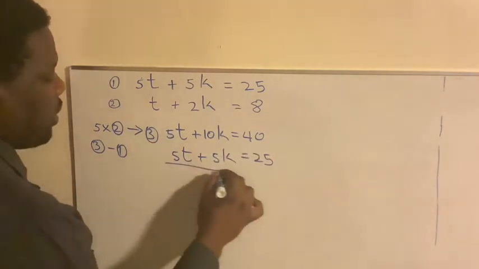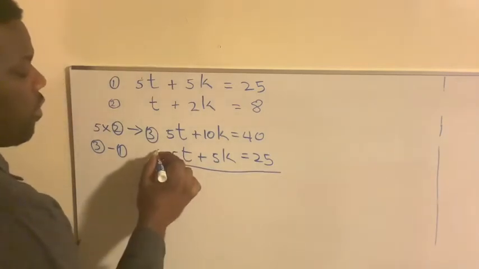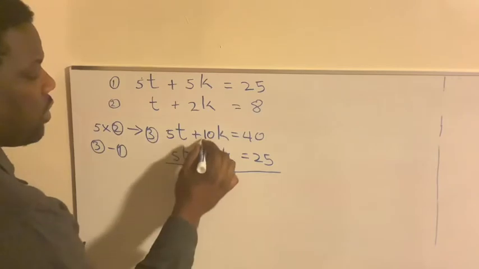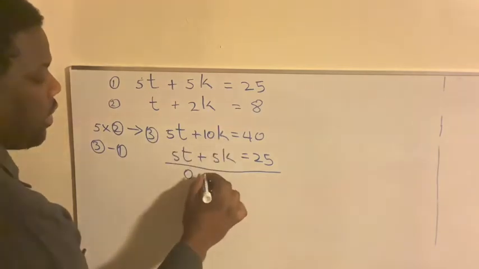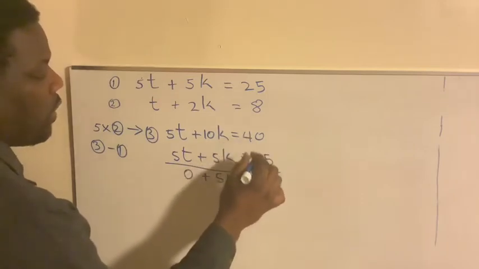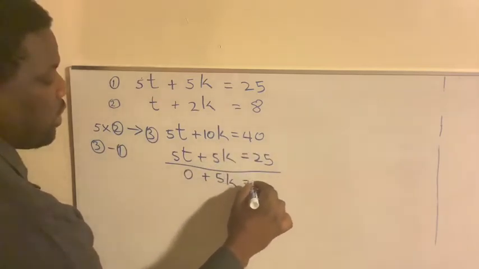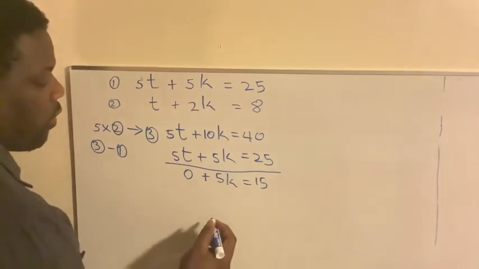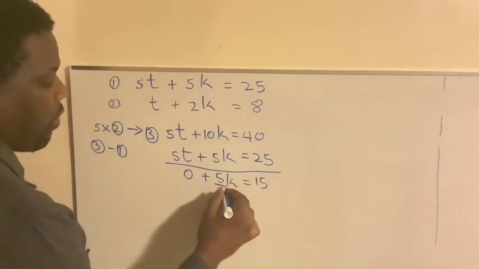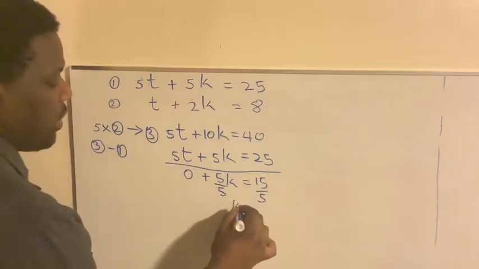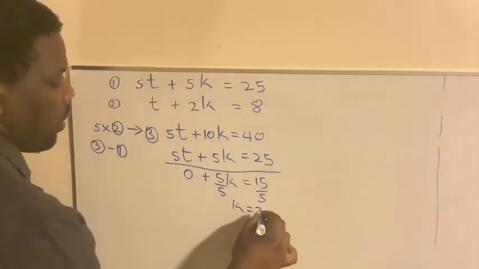We are subtracting these equations. 5t take away 5t is 0. 10k take away 5k is 5k. 40 take away 25 is 15. So we have 5k is equal to 15. Divide by 5 on each side. We have k is equal to 3.